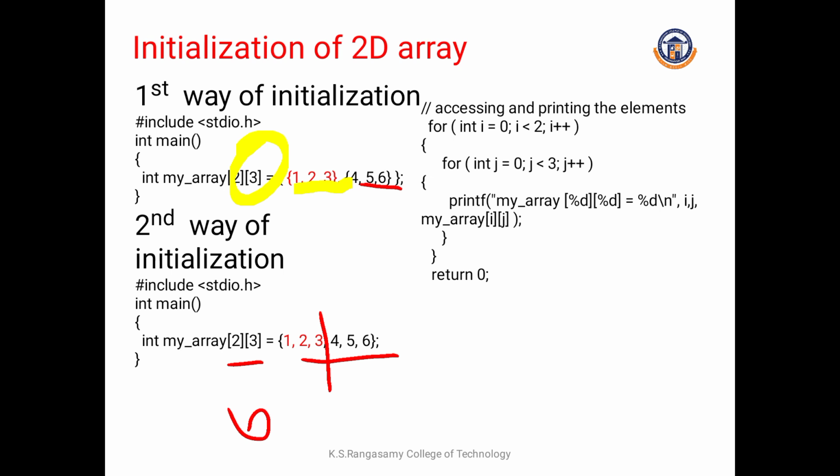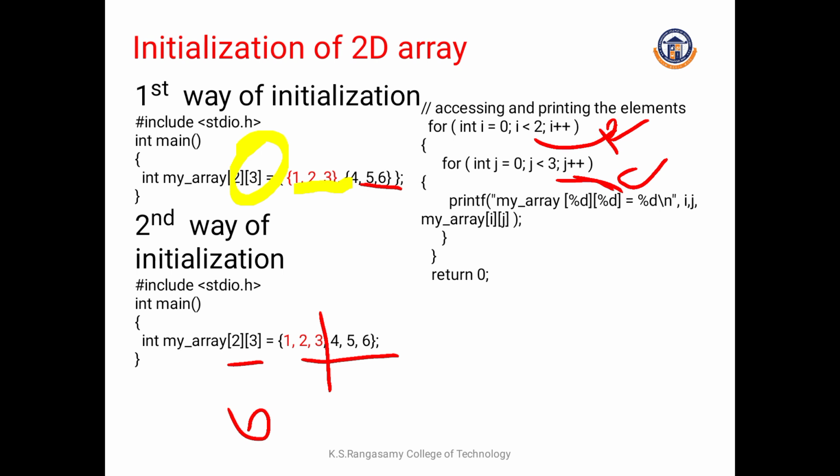For accessing and printing the elements in a two-dimensional array, we need two for loops. The first for loop is for rows and the second for loop is for columns. For the rows, I already mentioned it was 2 rows. So i less than or equal to 2, and j less than or equal to 3 for columns.